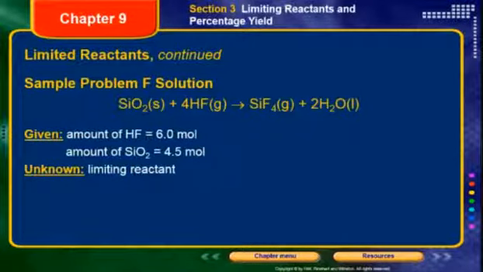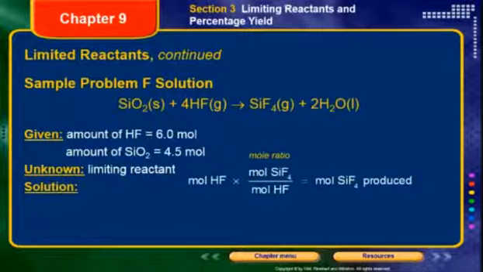And what we're trying to find out is which one is limiting. Now you might think, okay, there's less silicon dioxide, 4.5 moles, whereas there's 6 moles of hydrogen fluoride. That's true. You're starting with more hydrogen fluoride. However, you might need vastly more hydrogen fluoride. Notice that the balanced chemical equation has a coefficient of 4 on hydrogen fluoride and only 1 on silicon dioxide. So we're going to have to do some stoichiometric calculations here.